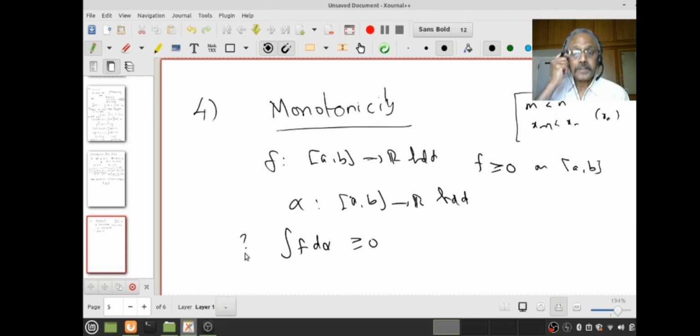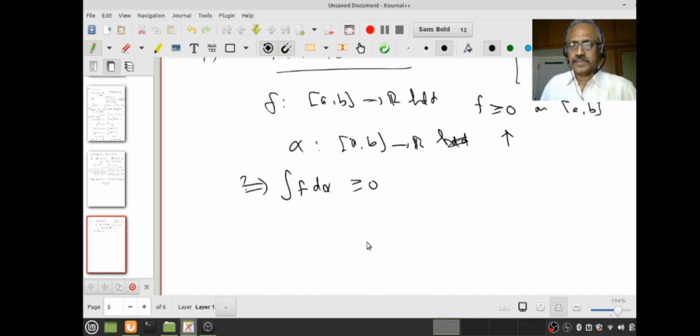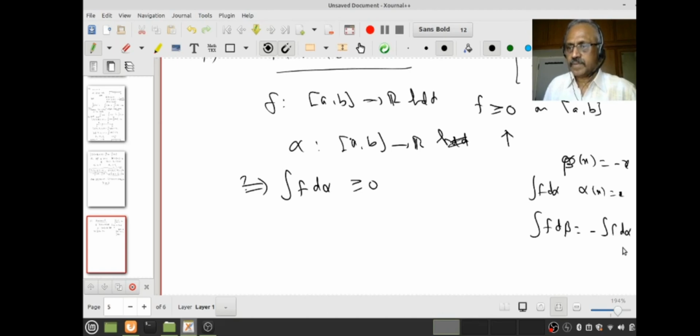Do you think this will be always true? No. So we want alpha to be increasing, then I don't need bounded. You see that if alpha is increasing, then the integral of f d alpha is positive. Because if I take alpha of x equal to minus x, suppose the integral exists, what will it be? Okay, let us take beta of x equal to x.